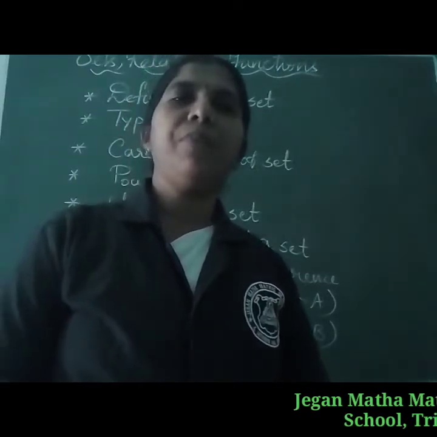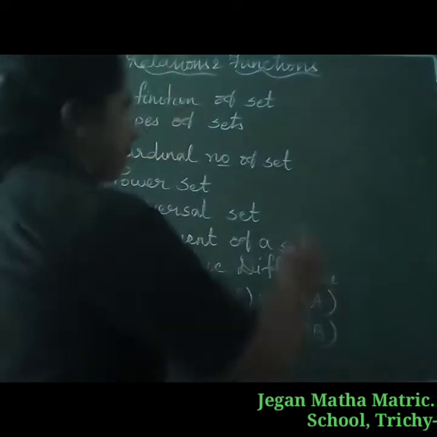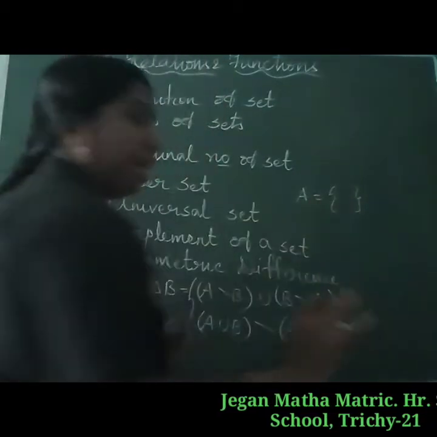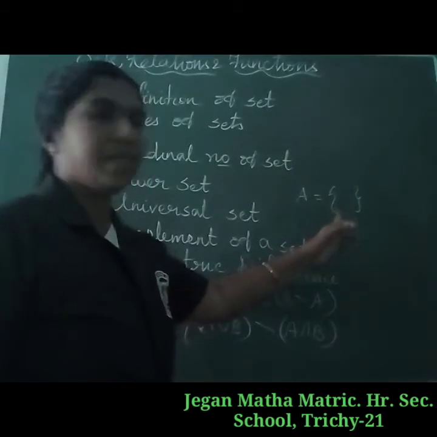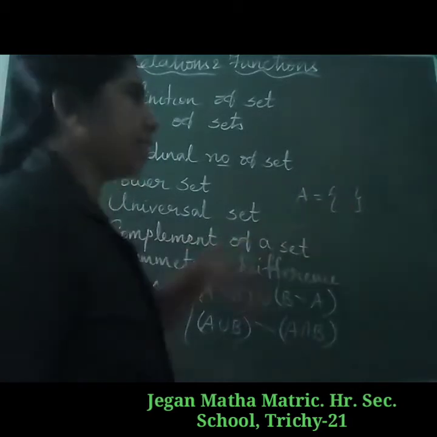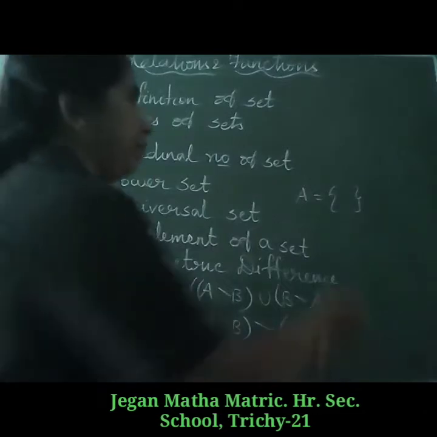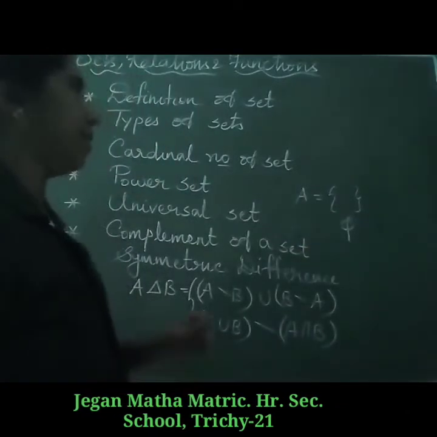Then what is the meaning of empty set? Empty, you know the meaning. Suppose I am writing A is equal to a set without any element, only the set brackets are there. This is the symbol for the empty set, nothing is there. So the empty set is otherwise known as void set or null set. This other symbol also represents the empty set.